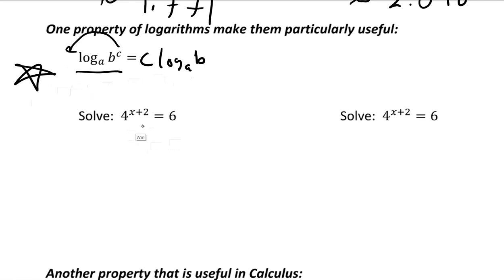So what I mean by that is, let's look at this one. If I'm trying to solve this for x, what value of x makes this true? I could use this property. I could also switch from exponential form to logarithmic form, and either one's okay. But imagine if you took the log of both sides, which is okay because you're doing it to both sides so it stays equal.